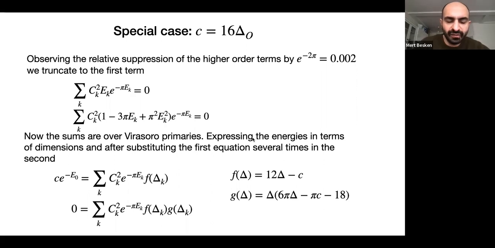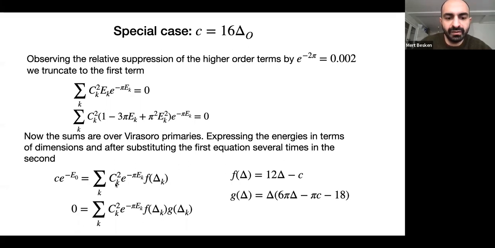And expressing the energies in terms of dimensions, and after substituting the first equation into the second one several times, we get these equations. So the first and second equation become this and that. Now we have these nice equations for the spectrum. So this f of delta is just this function, 12 delta minus c. g of delta is another polynomial. So we ended up, through all this machinery, pillow quantization, recursion expansion, and so on, in these two equations. Our spectrum has to satisfy that.